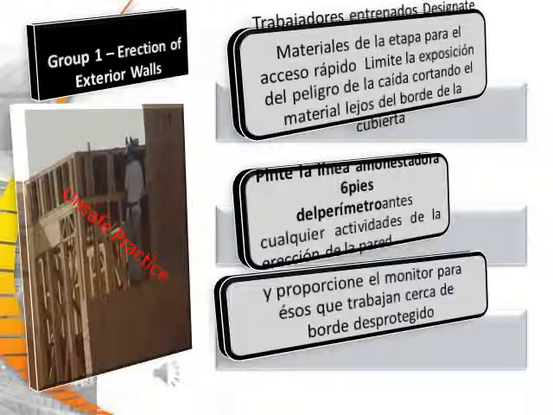Erection of exterior walls. Employers need to designate trained workers, stage materials for quick access, limit the fall exposure by cutting the materials away from the edge of the deck, painting a warning line 6 feet from the perimeter before any wall erection activity begins, and provide for a monitor for those working near the unprotected edge.